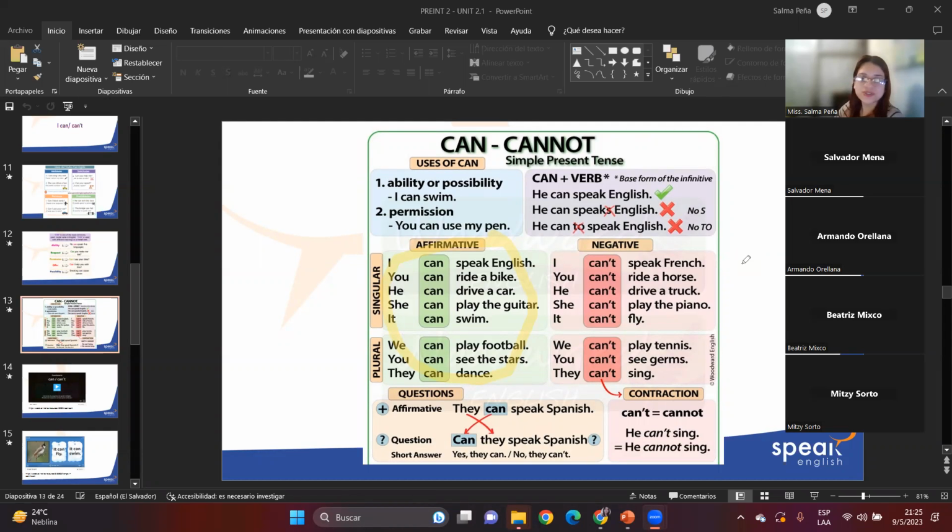Okay, thank you. So yes, you will use can with all the personal pronouns. We don't change anything. It's the same. And just don't forget to use the verb in the base form. We don't have to add or modify anything. Then we have the negative expression. Okay, Beatrice, help me to read the negative.